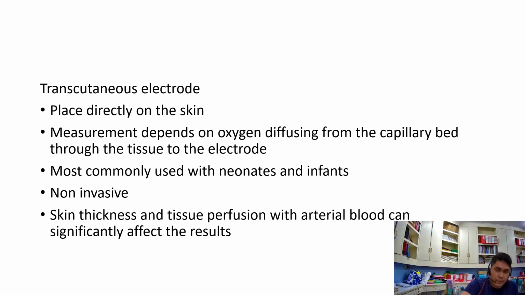Next, in the measurement of oxygen, you can also use a transcutaneous electrode. It is placed directly on the skin, and measurement depends on oxygen diffusing from the capillary bed through the tissue to the electrode. It is most commonly used with neonates and infants, and it is non-invasive. Skin thickness and tissue perfusion with arterial blood can significantly affect the results. So the factors that can affect the O2 measurement are the thickness of the skin and the tissue perfusion, or the amount of blood supplied to different tissues.